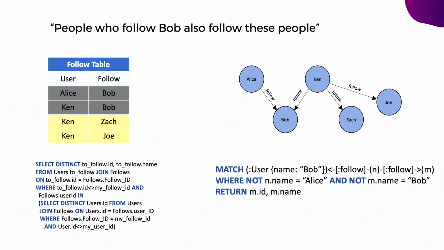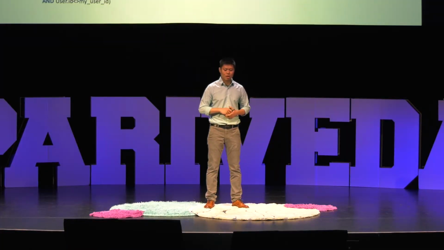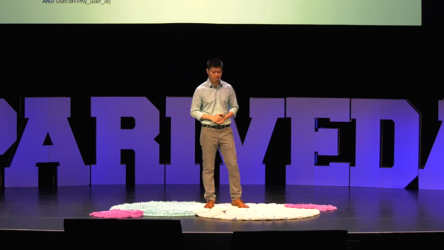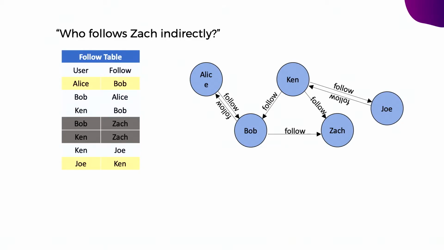The first clause is just the MATCH clause. We're basically doing a path matching. So it literally just reads as Bob is being followed by someone who is following someone else. That someone else is who we are looking for. Okay? And then we have who follows Zach indirectly.